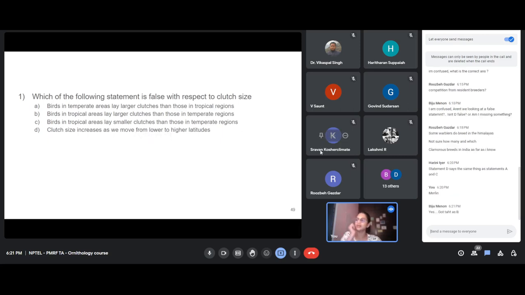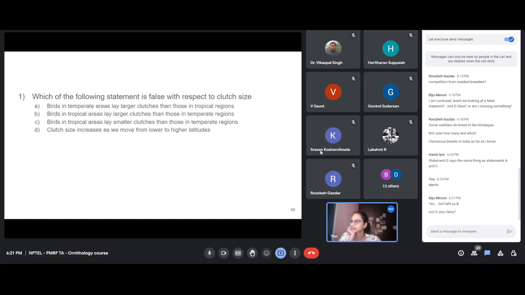Yes, Shravan, did you have something to add? Clutch size increases. I got confused in between when you were discussing. Okay, is it clear now or is it more confusing? No, regarding the tropical and temperate regions, you said why don't they breed? Oh, this question that is on the screen right now. Ma'am, what's the status of D? Is it true or false? Clutch sizes increase if we move from lower to higher latitudes. So that's why, as Harini mentioned, D is the same as A and C. So yes, it's true.